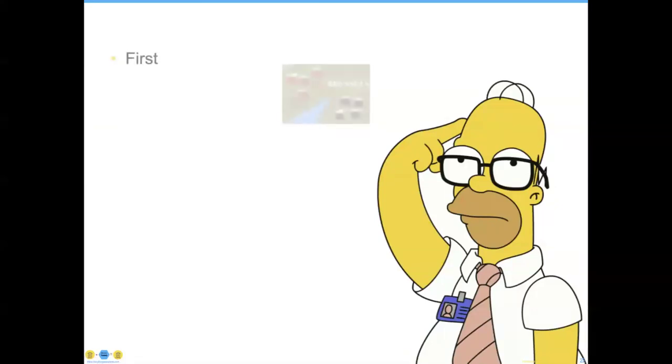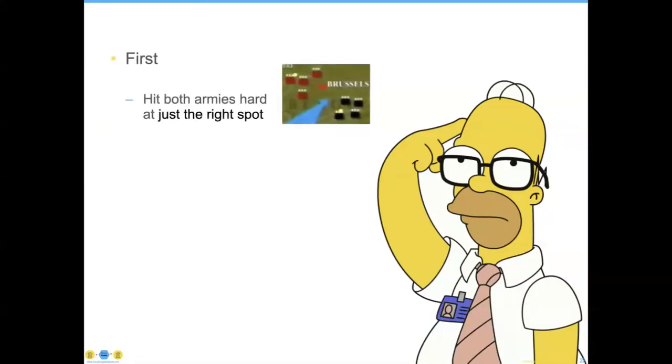So let's just review this strategy. First, hit both armies hard at just exactly the right spot with enough force that it's going to drive them apart. Because remember, an army being driven apart is more likely to run towards their supply lines than away from their supply lines.